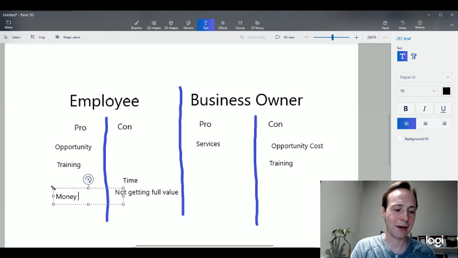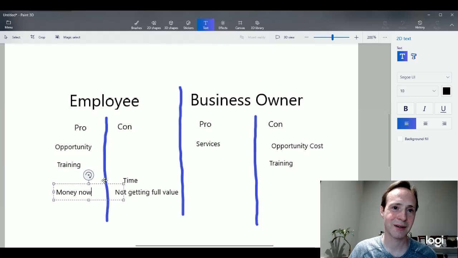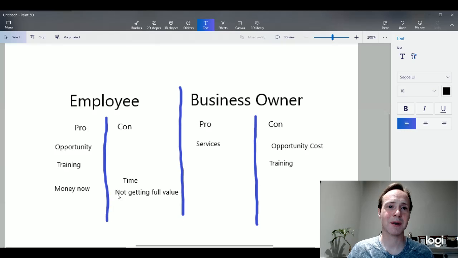Money now. Okay, so what happens is they're getting money now. When you hire somebody, you pay them within usually 2 weeks. They do the work. There's a period where they're not getting paid until the work week is finished, but they get money relatively now, within 2 weeks usually.